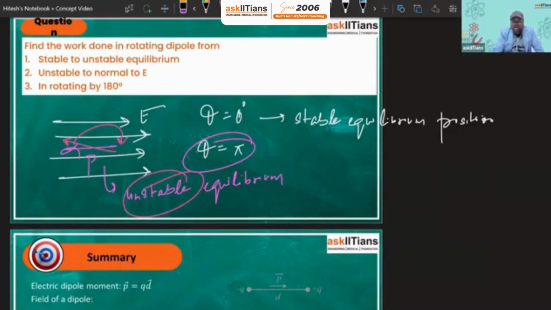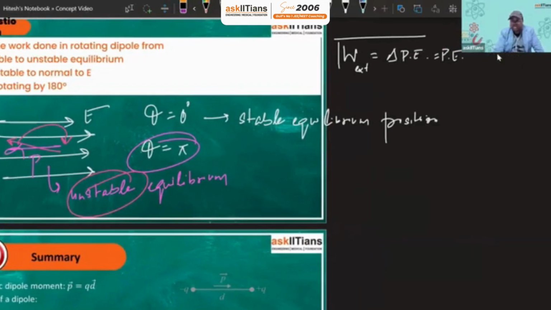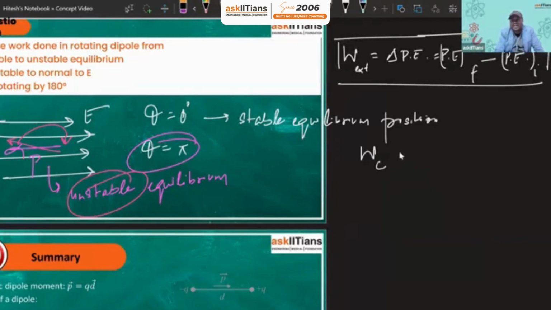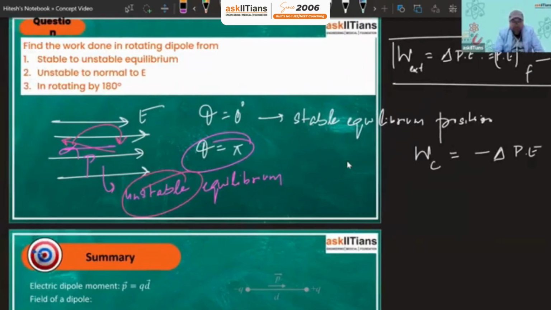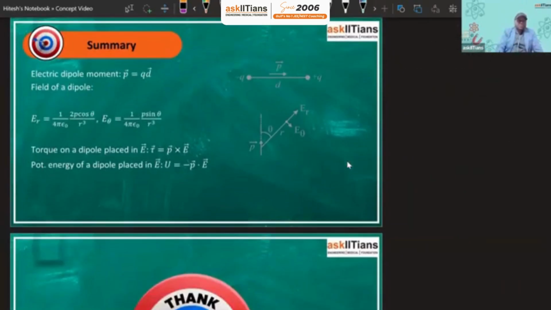All right. And in calculating the work done, what we need to understand is that we need to apply the formula that work done by an external agent is equal to the change in potential energy, that is, the final potential energy minus the potential energy at the initial position. So that we need to find out. It is negative when we need to find the work done by the conservative force, the negative change in potential energy, right? All right, so all these things we have discussed.